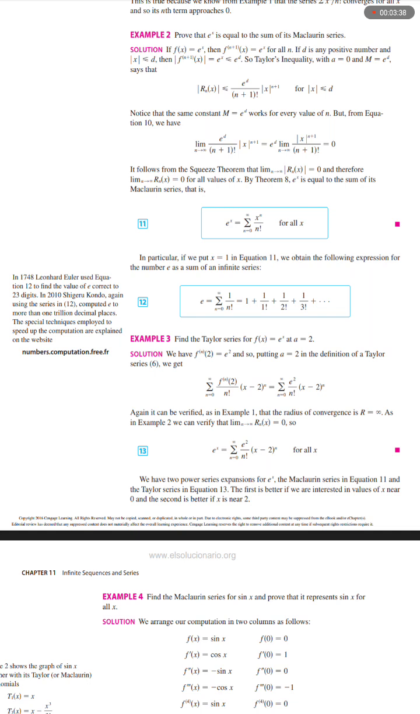Sidebar: in 1748, Leonhard Euler used equation 12 to find the value of e correct to 23 digits. In 2010, Shigeru Kondo, again using the series in theorem 12, computed e to more than 1 trillion decimal places. The special techniques employed to speed up the computation are explained on the website numbers.computation.free.fr.